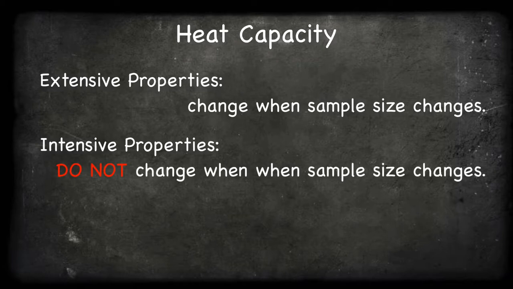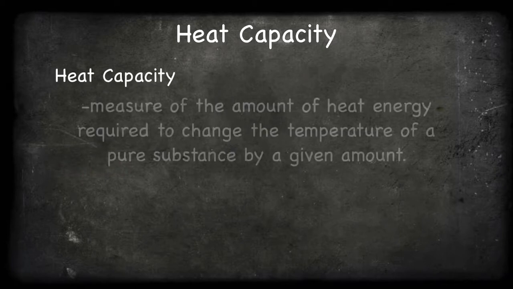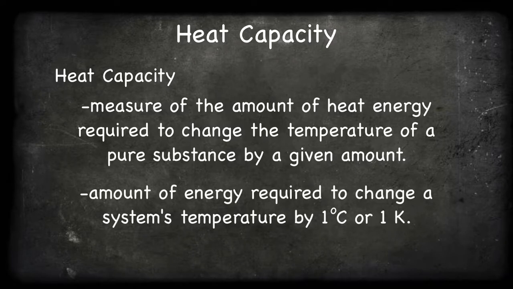One of the extensive properties of matter is called heat capacity. Heat capacity is a measure of the amount of heat energy that's required to change the temperature of a pure substance by a given amount. In chemistry, it is the amount of energy that's required to raise or lower a system's temperature by 1 degree Celsius or by 1 Kelvin.